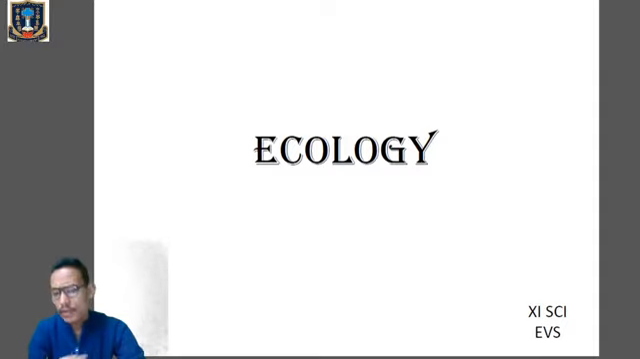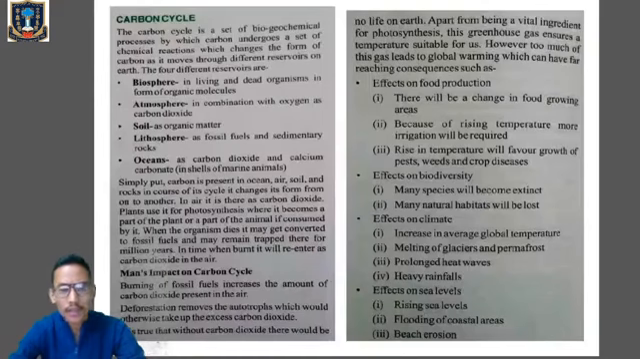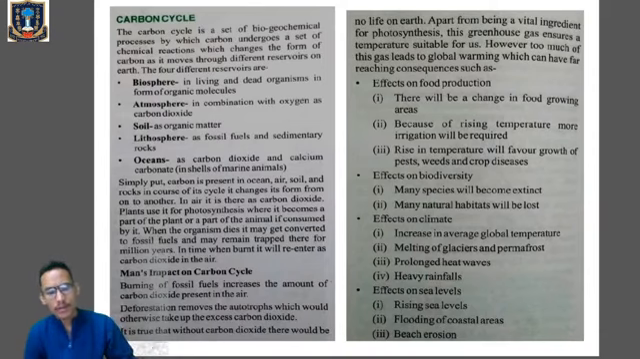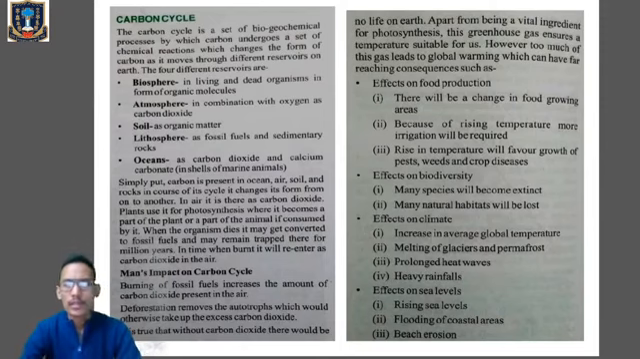Under these nutrient cycles, we have already done the nitrogen cycle. So today we will learn about the next cycle, which is called the carbon cycle. I have taken this from the book: the nutrient cycle is on page number 25, and then on page number 26 we have the carbon cycle.